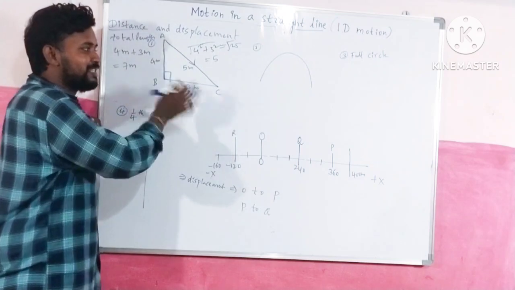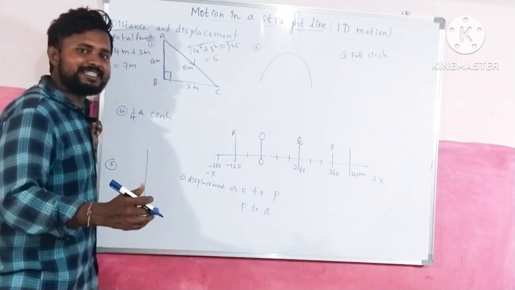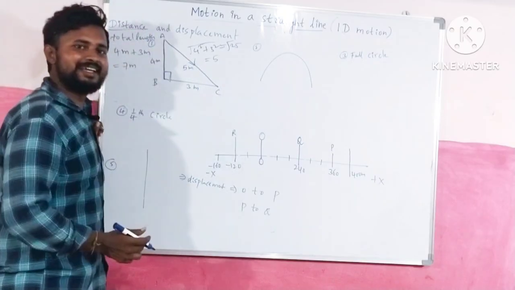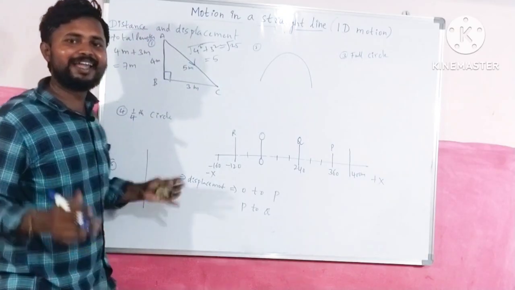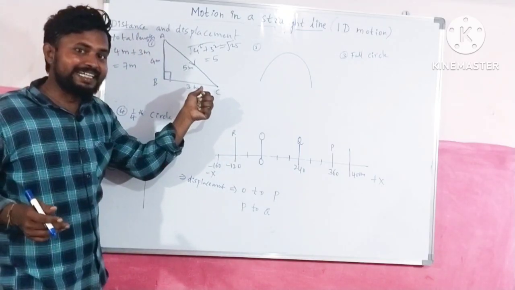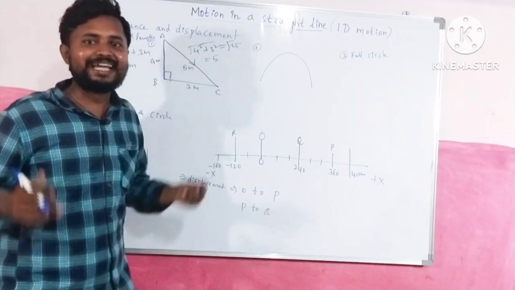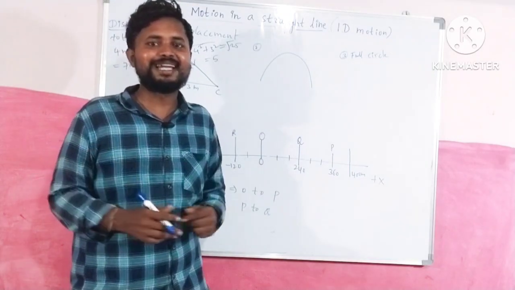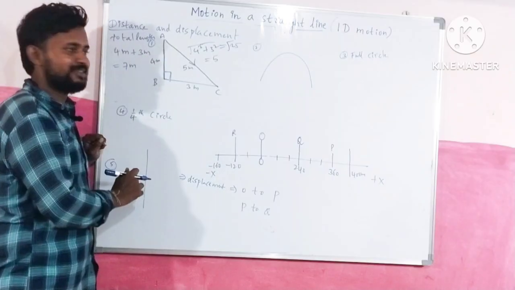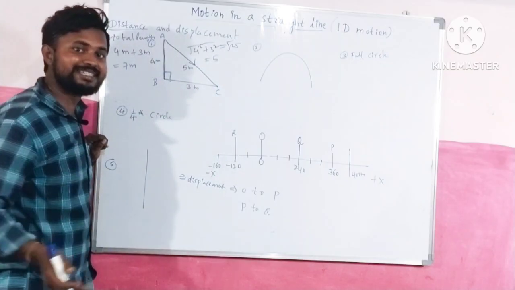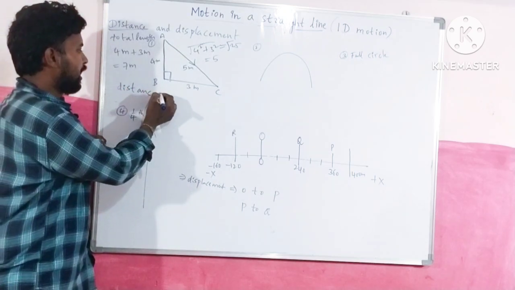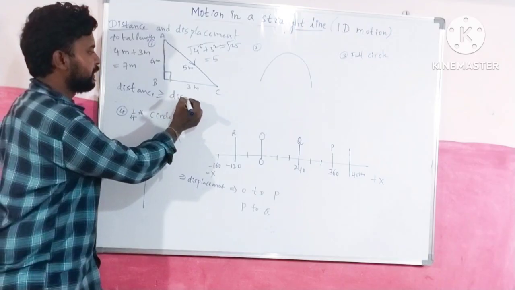Displacement means the shortest path between the initial position and the final position. Distance is a scalar quantity; it doesn't have any direction. But displacement has both magnitude as well as direction. Here distance is 7 meters and displacement is 5 meters. So distance is always greater than or equal to displacement.